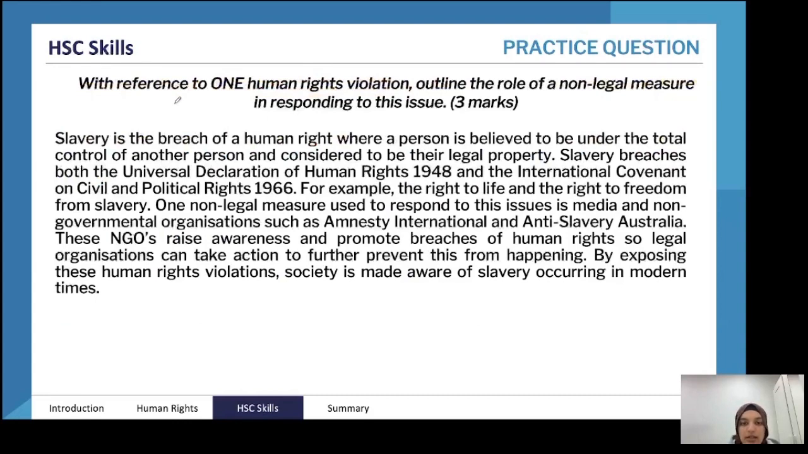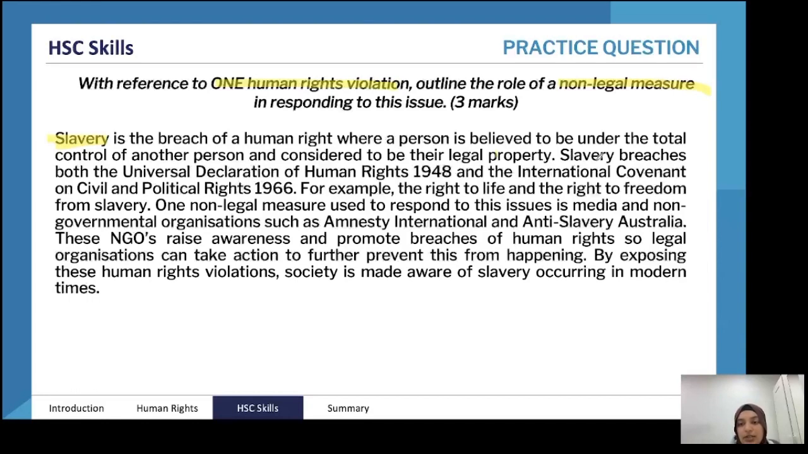So here is the response. So here's a sample answer that you can have. So again, we're looking at one human rights violation. We're outlining, so sketching in general terms, the role of a non-legal measure. So for example, we're looking at slavery specifically. So we're going to start off with what slavery is. So slavery is the breach of a human right where a person is believed to be under the total control of another person and considered to be their legal property. So the first sentence, again, it's just defining exactly what slavery is.